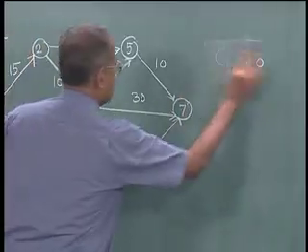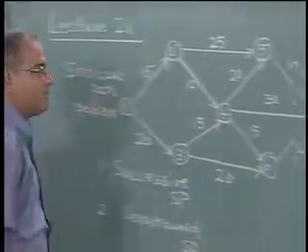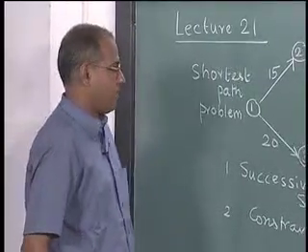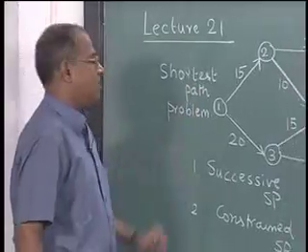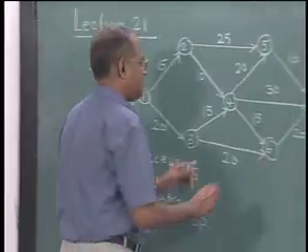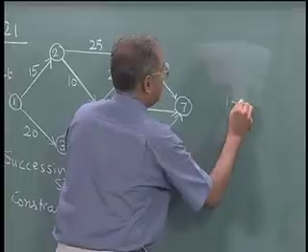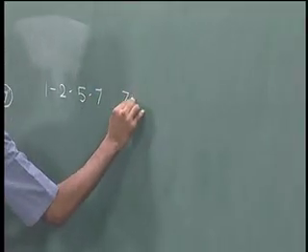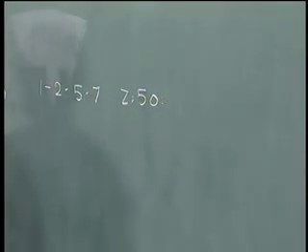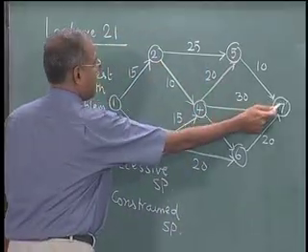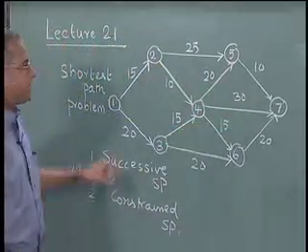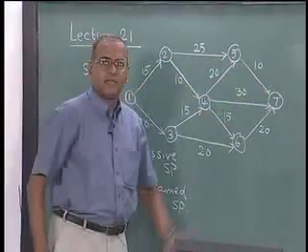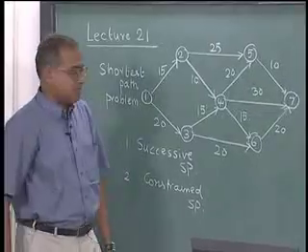Let us go back to the same network and example which we have been using to understand the shortest path problem. We already know for this example that the shortest path is 1, 2, 5, 7 with z equal to 50. 1 to 2, 2 to 5, 5 to 7 is the shortest path with 15 plus 25 is 40, 40 plus 10 is 50 as the length of the shortest path.